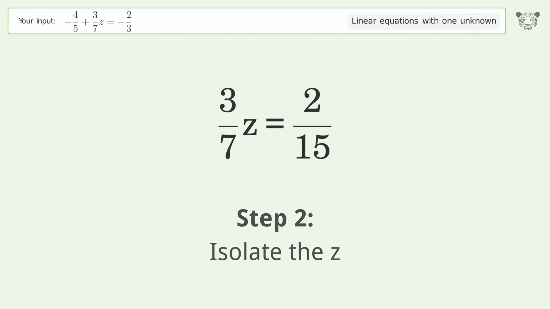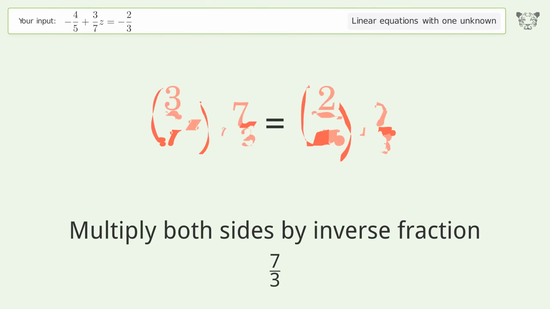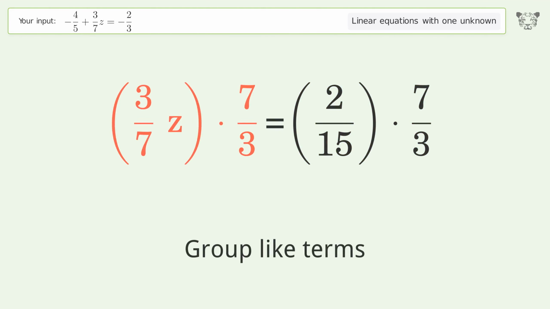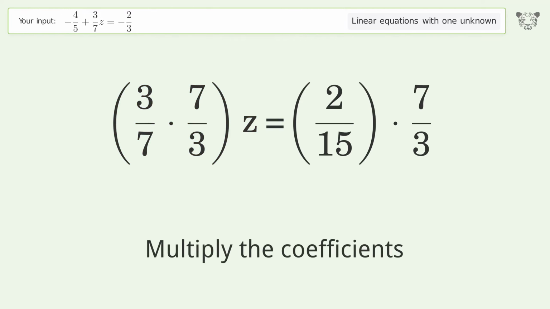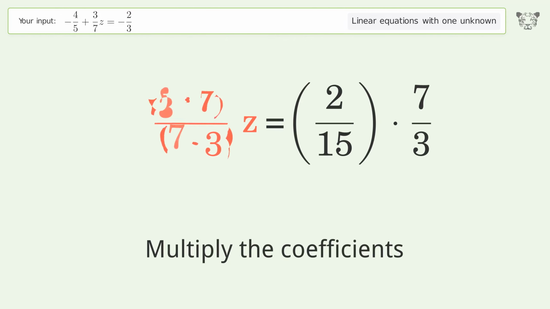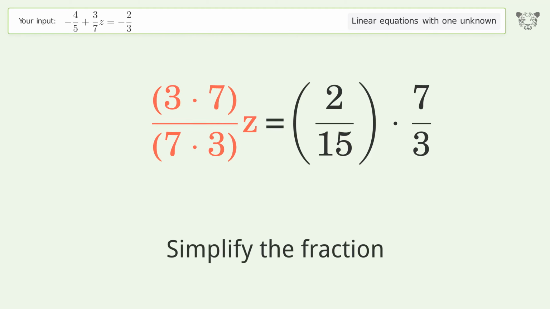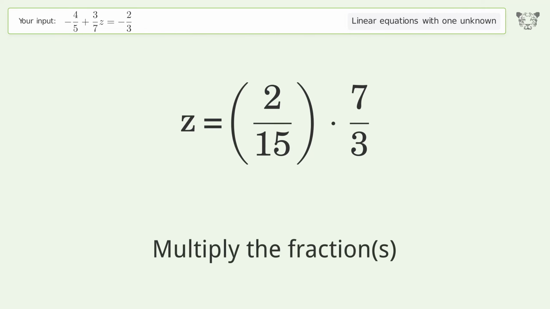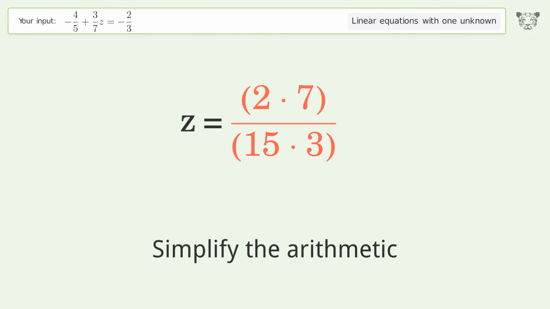Isolate the z. Multiply both sides by inverse fraction 7/3. Group like terms. Multiply the coefficients. Simplify the fraction. Multiply the fractions. Simplify the arithmetic.